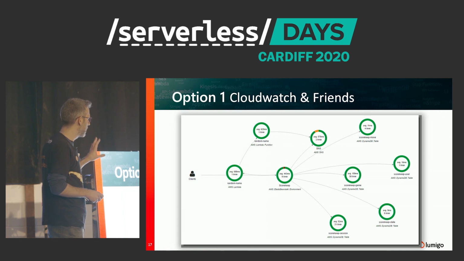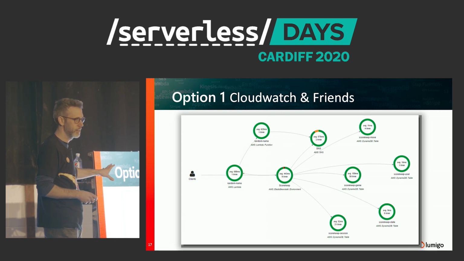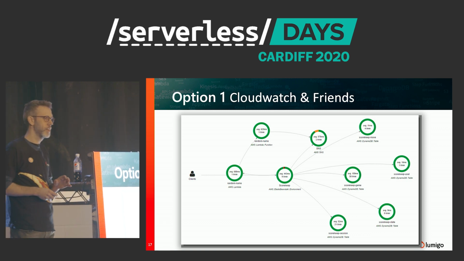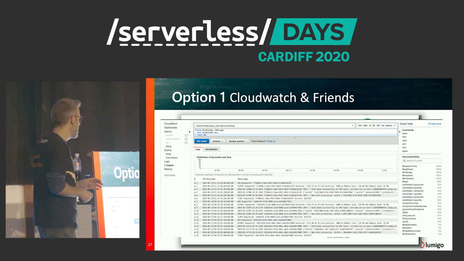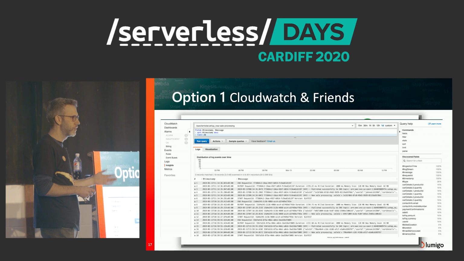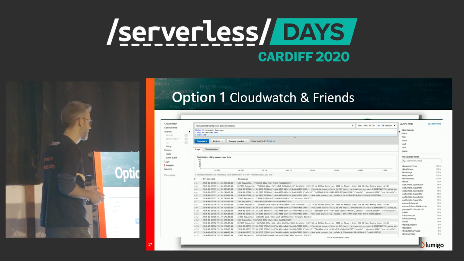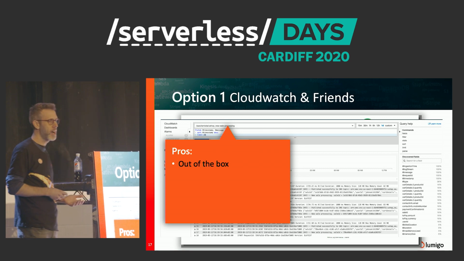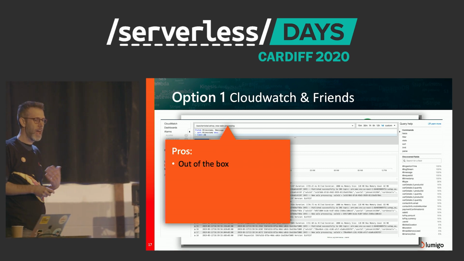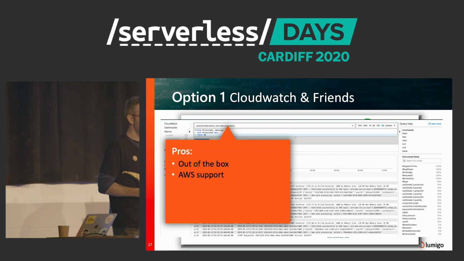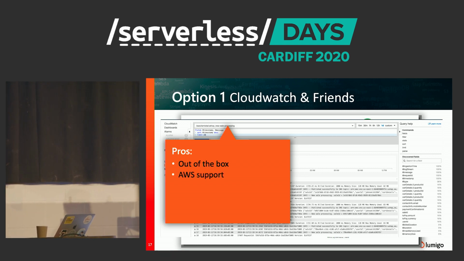You also have X-Ray, which is a friend of CloudWatch. This gives you some distributed tracing, allowing you to see some of the connections along the way. And when using CloudWatch, a lot of this is based on searches in the different log groups. So pros, this is out of the box. You get it without having to install anything. You also have AWS support, which is cool.